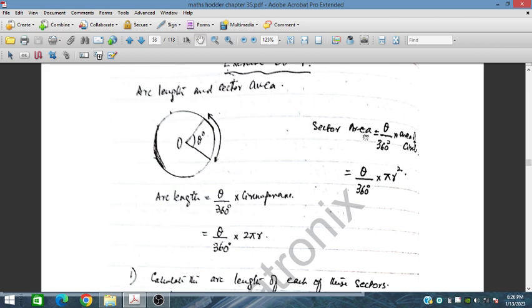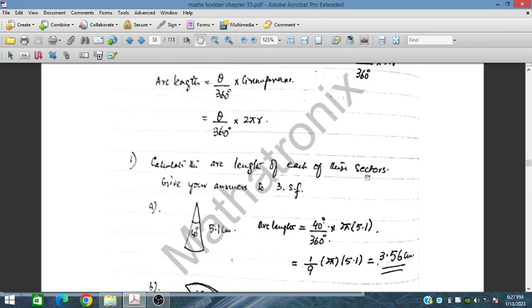Similarly, the sector area is given as theta divided by 360 into the area of this circle. This area is the sector area, and this is the whole area of this circle. So the sector area is equal to theta divided by 360 into the area of the circle.